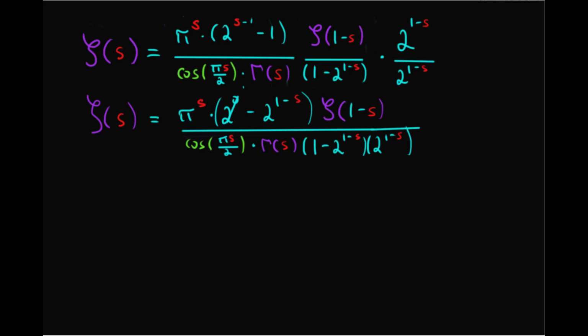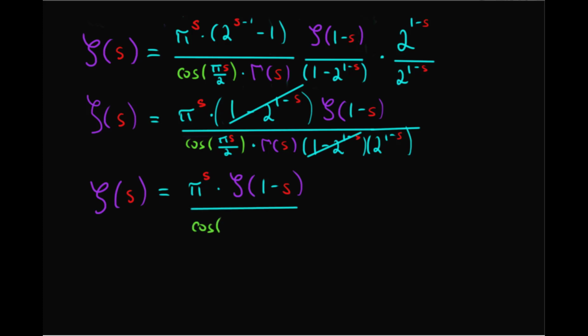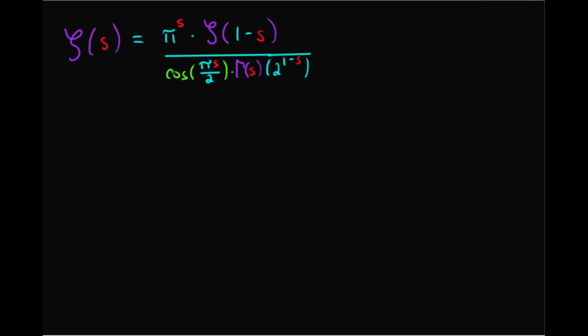Well, that 2 to the 0 in the numerator just equals 1, and then we have a 1 minus 2 to the 1 minus s term in both the numerator and the denominator, so those terms cancel. So then we have zeta of s equals pi to the s times zeta of 1 minus s all over cosine of pi s over 2 times gamma of s times 2 to the 1 minus s. So I'll move that expression to the top line here, and now I just want to do a little bit of work on that gamma of s in the denominator on the right-hand side.